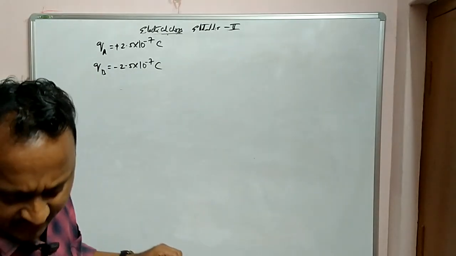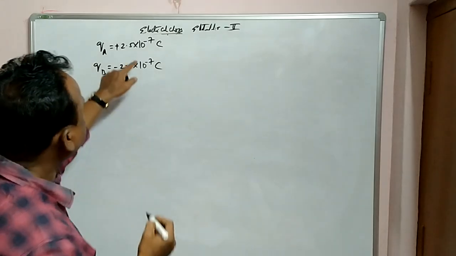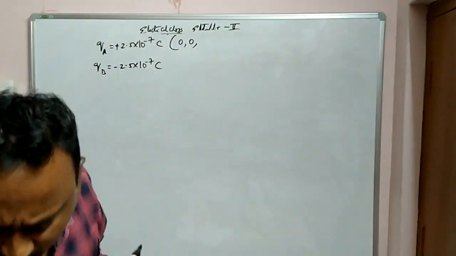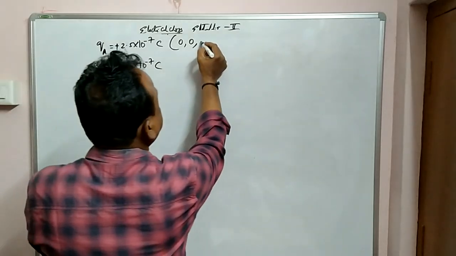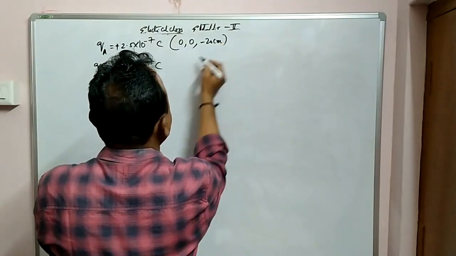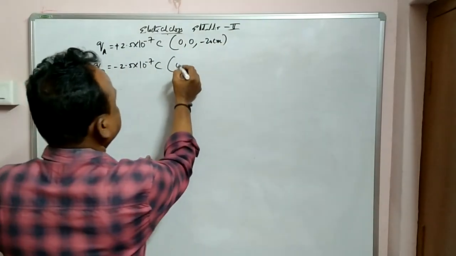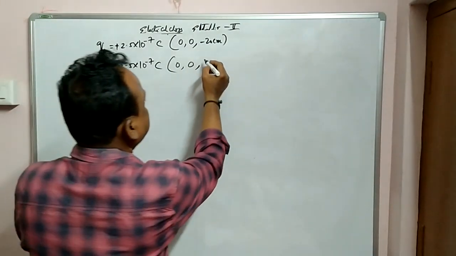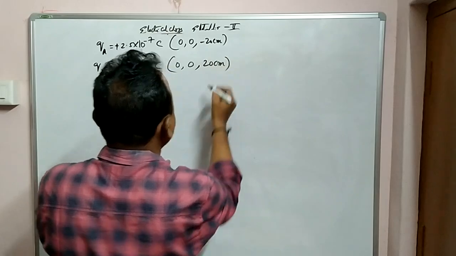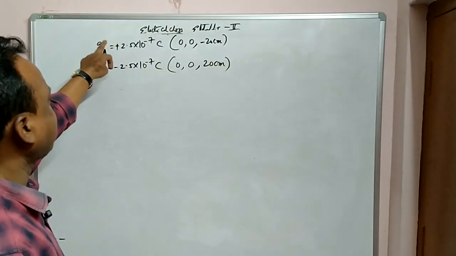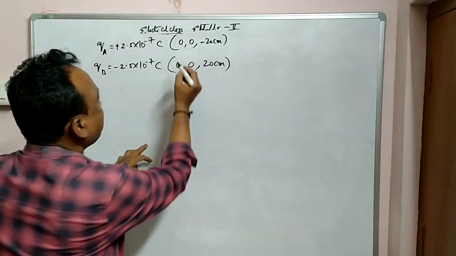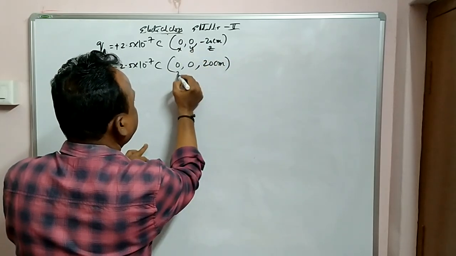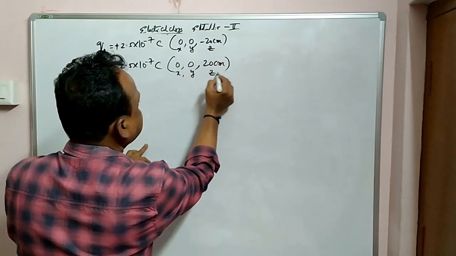And their positions are given. The first one is at the position 0, 0, minus 20 cm. The second one is also 0, 0, I think it is 20 cm, centimeters. So the coordinates of the two charges are given. From this you understand, this is the x coordinate, y coordinate, z coordinate, x coordinate, y coordinate and z coordinate.